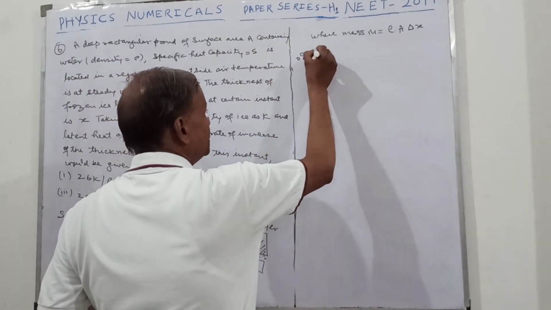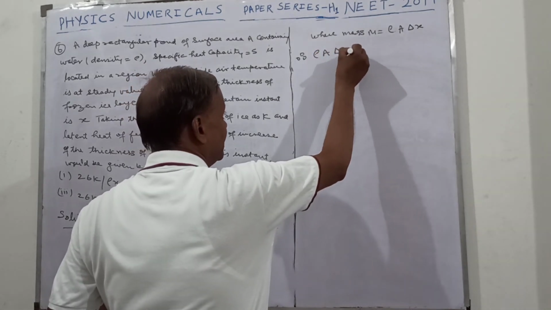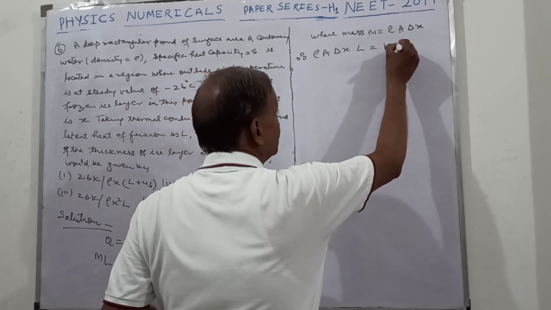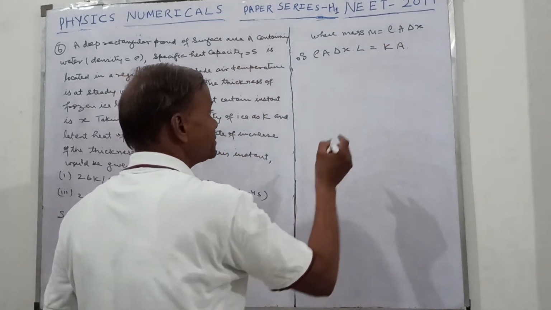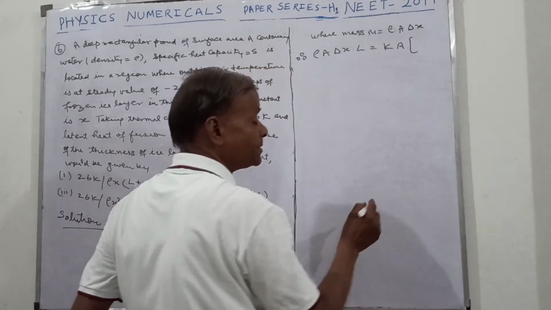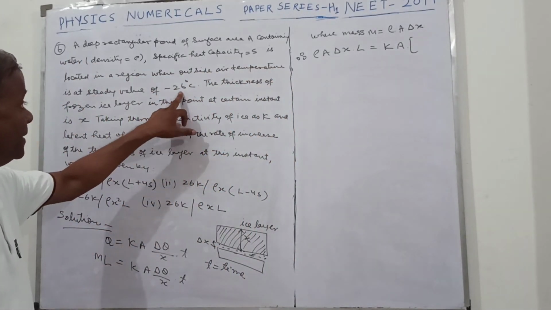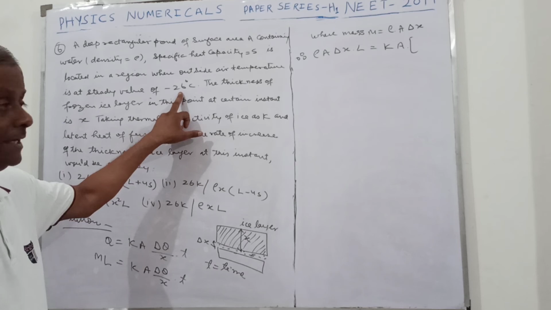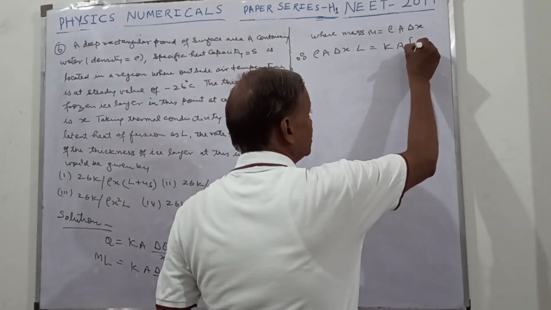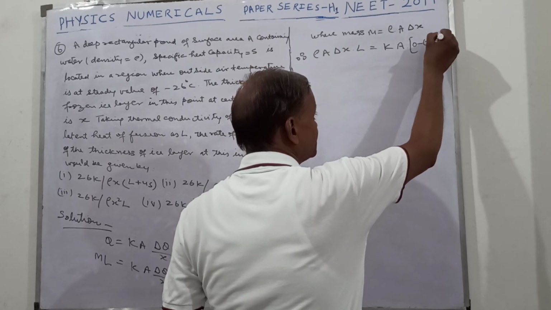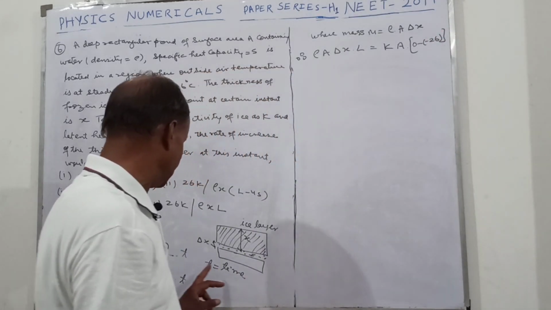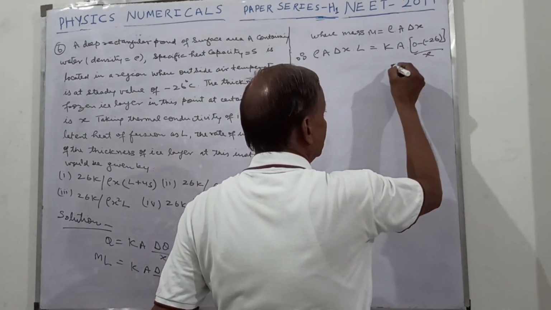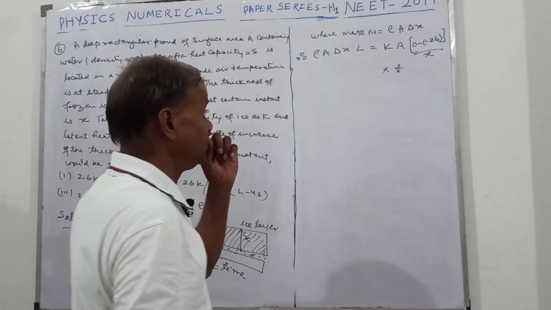Therefore, rho A delta x into L equals K A into temperature. How to calculate this temperature? It is given to be minus 26 degrees Celsius, and the water is at 0 degree centigrade. So this is now 0 minus 26. This is now delta theta upon x, and then multiplied by T, the thickness.